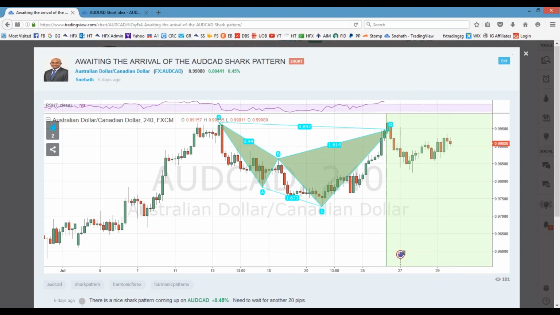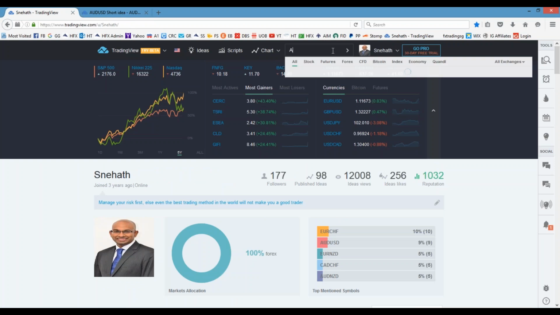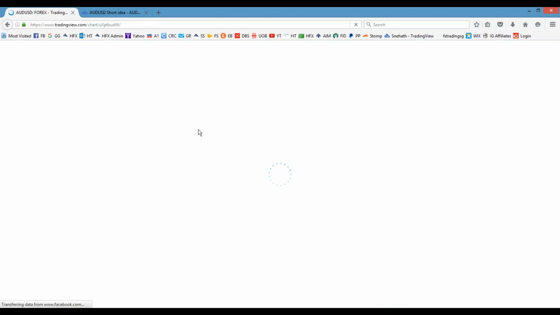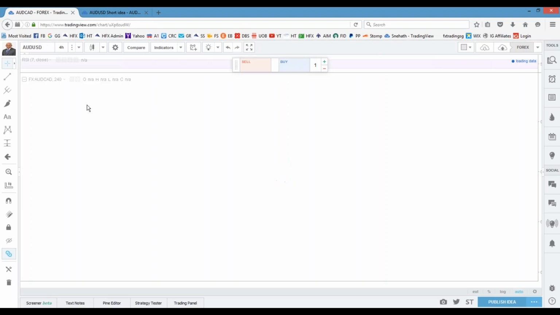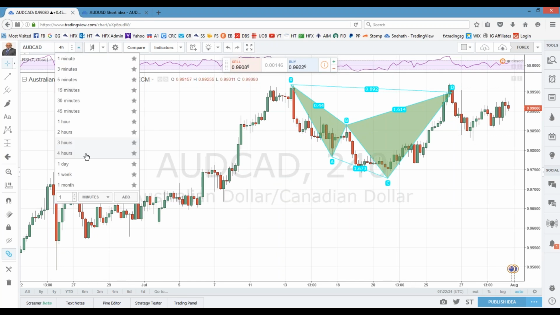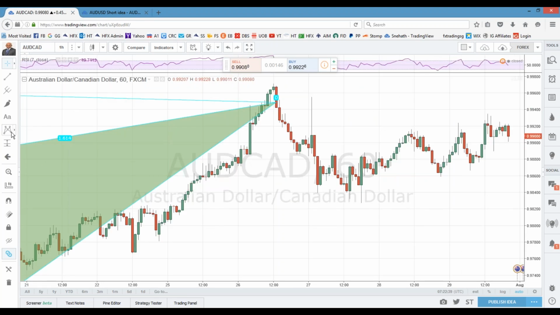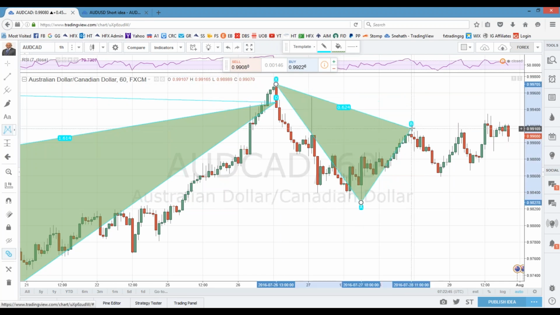I'll need to go back out here again, look for Aussie CAD, and let me publish this idea as well. Alright, so this is what I drew last week. I'm going to go down to a 1-hour chart so that the pattern will come up much clearer. Let me make sure that this is the pattern that I'm looking for. This really looks like, yep, it is a Gartley pattern.